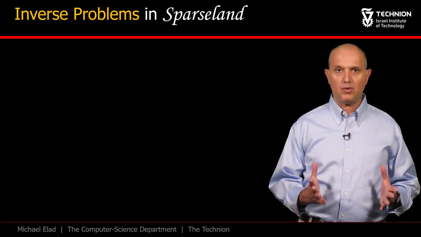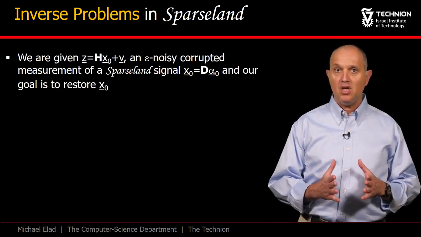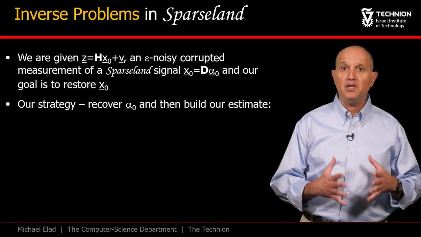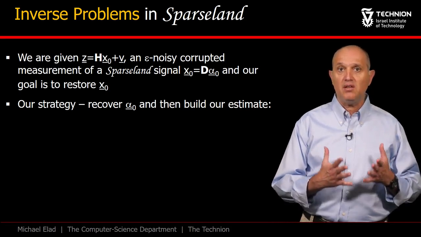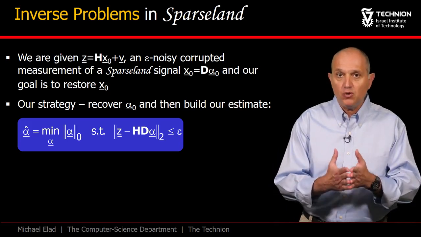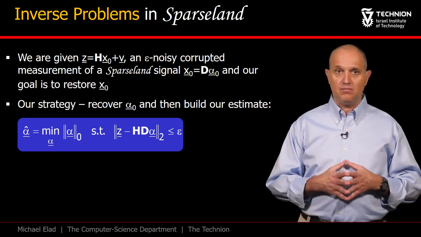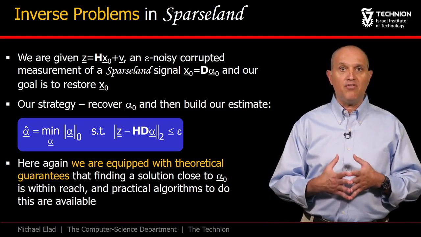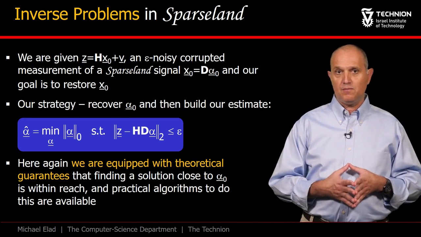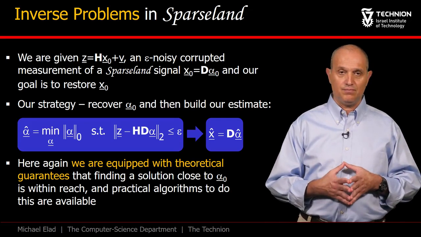What about more general inverse problems solved for SparseLand signals? In this case, there is a degradation operator, H, that needs to be taken into account. Our strategy will be to identify the alpha that generated the signal and use it to create the restored result. This will be done, just as before, by solving an instance of P0 epsilon. The only difference is that the effective dictionary now is H times D. And again, we can rely on the availability of pursuit algorithms and the theory that guarantees their good performance. Once alpha hat is found, its multiplication by D leads to the restored signal.